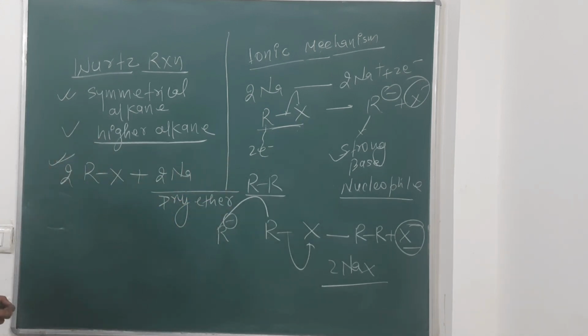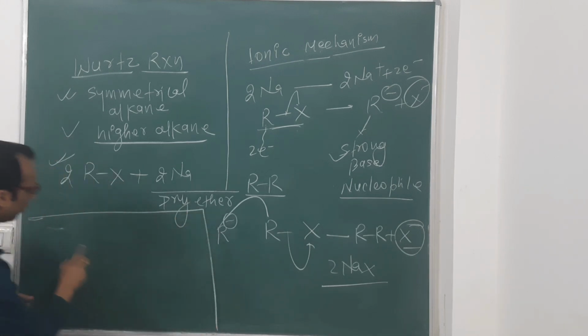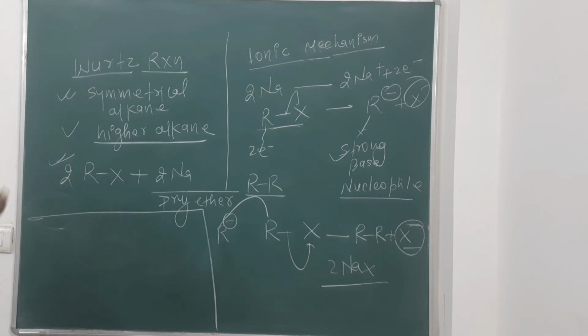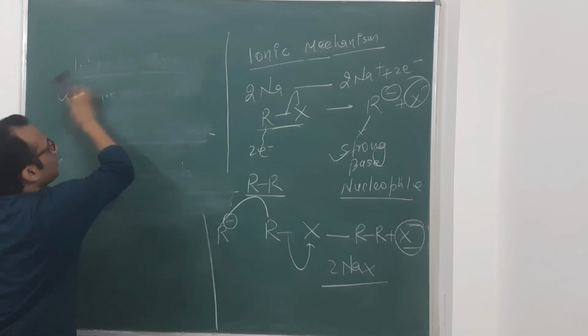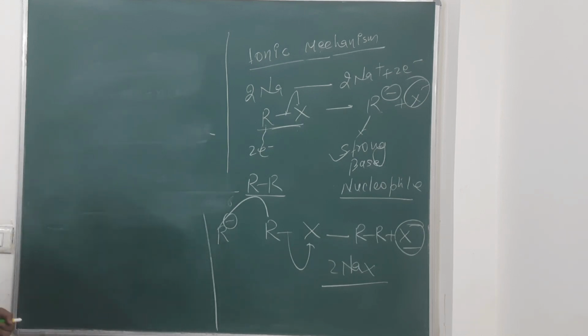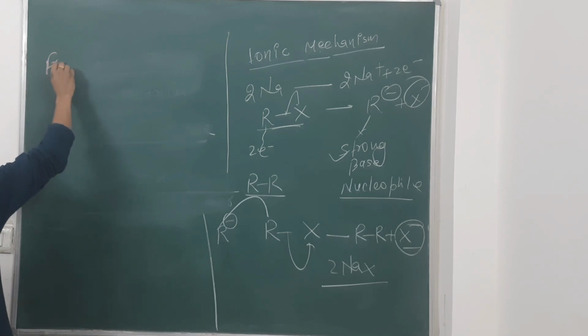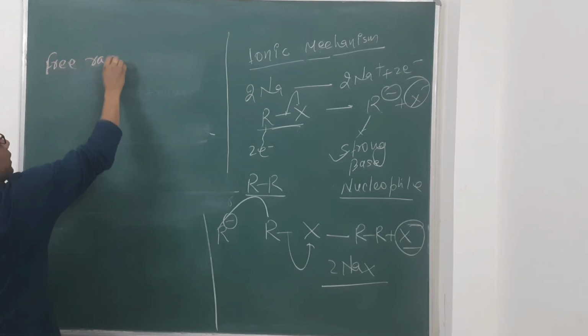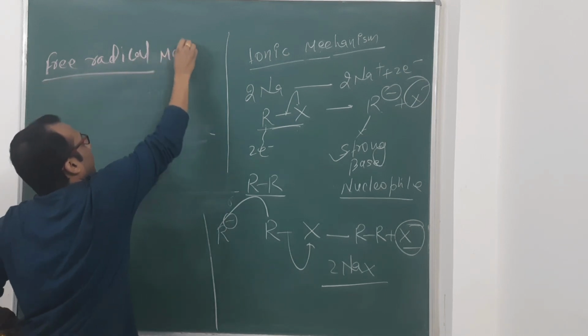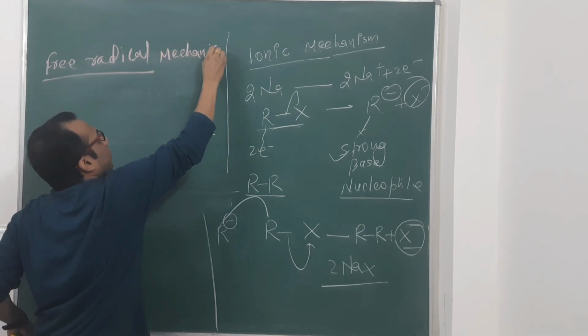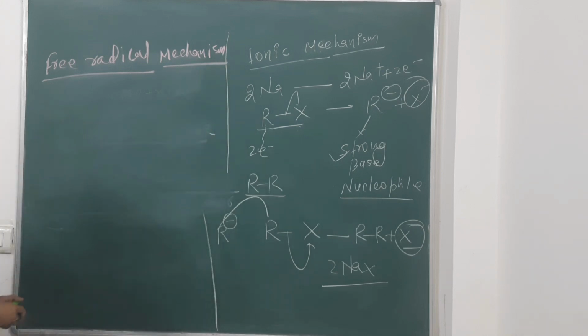Okay? So we understand here because it is very small, or just you write it so that we will understand here. Okay, see, students, the second is the Wurtz reaction and the free radical mechanism. See here, free radical mechanism.